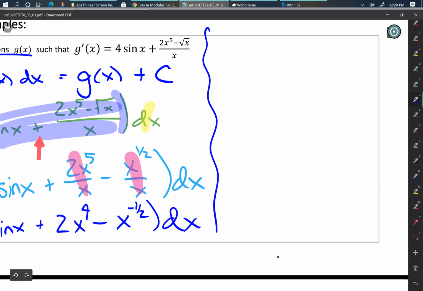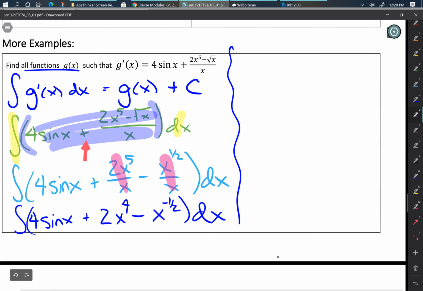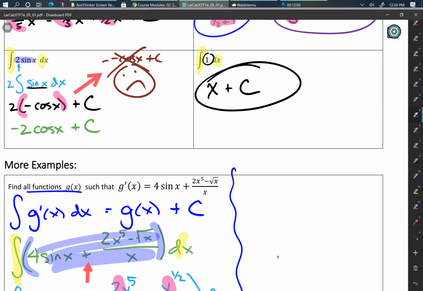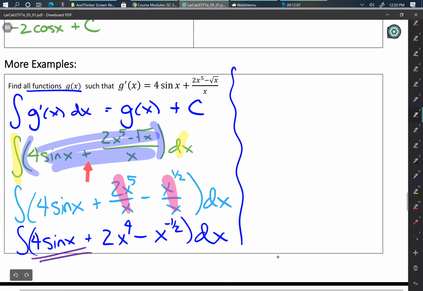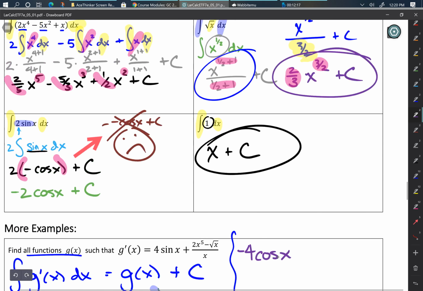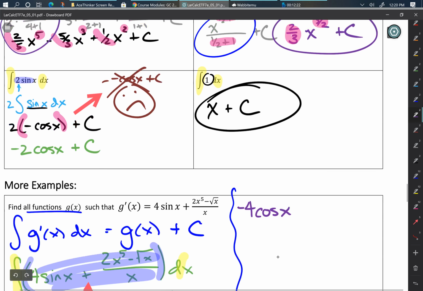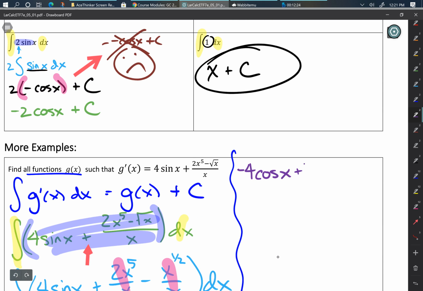Now I'm going to go ahead and start taking antiderivatives. Now I just did one that looked like this right up here. 2 sine x became negative 2 cosine x. So what do you think 4 sine x is going to become? Negative 4 cosine x. Right? How about 2x to the 4th? Well, didn't I do 2x to the 4th earlier? It was right here. And what did it become? Well, it became 2/5 x to the 5th. So once I've done an antiderivative, if I remember what it was, I can just write it down because I remember it.